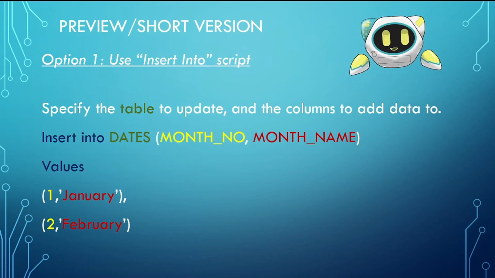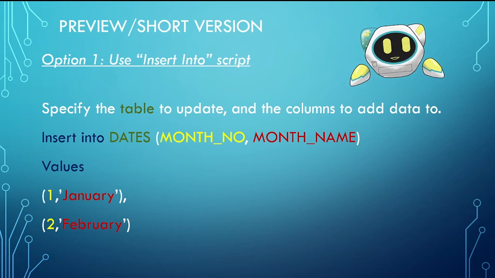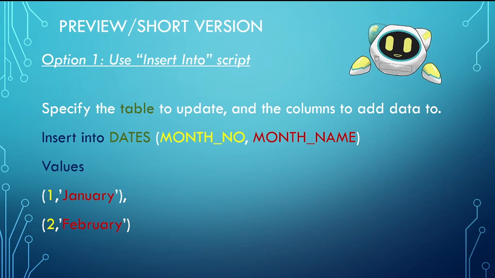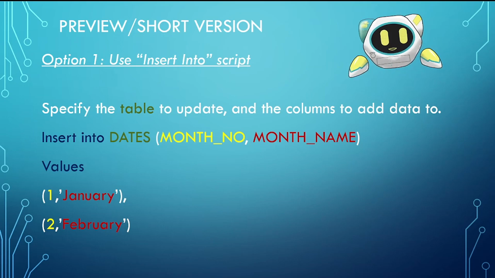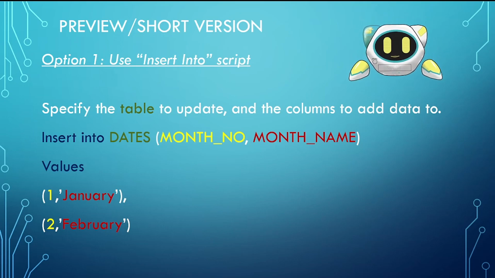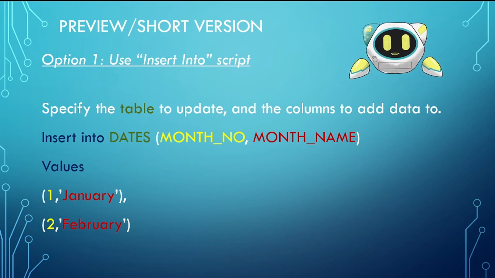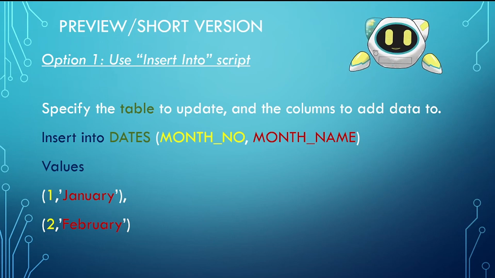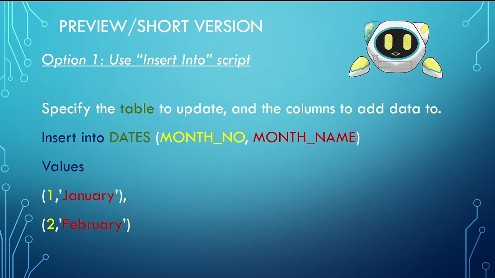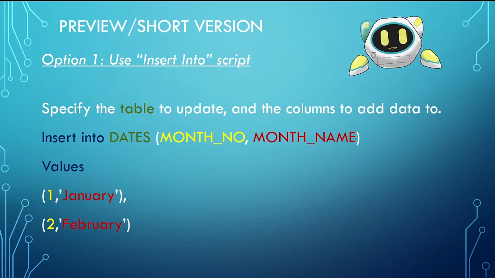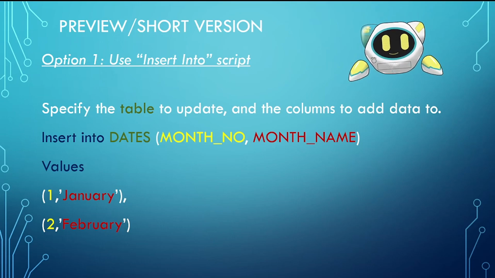If you're not able to stay for the entire video, here's a short version. Option 1, the insert into script. It's simply saying you type out insert into, specify the table name, and then in the first set of parentheses, lay out the column names that you'll be entering data into. After that, enter the word values, and then another set of parentheses, enter the data that you want to enter into those columns that you mentioned before.